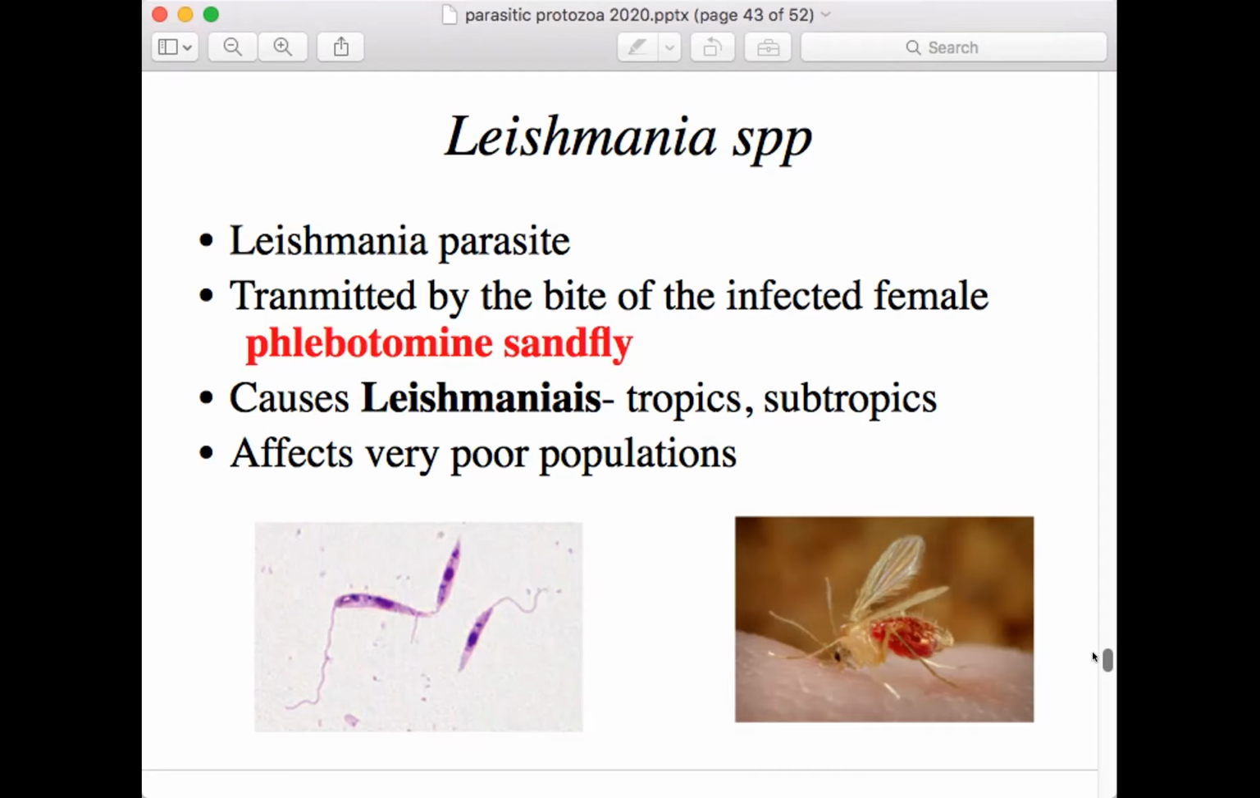We're seeing it in the tropics and subtropics, and it affects very, very poor populations. Again, here we have our very prototypical kinetoplastic organism. We've got that slender morphology, this long flagellum, and the kinetoplast present in this organism. This image is a picture of a phlebotomine sandfly taking a blood meal from a human. So you're basically getting bitten by this sandfly, and it transmits this parasitic organism into your bloodstream. Very unfortunate.